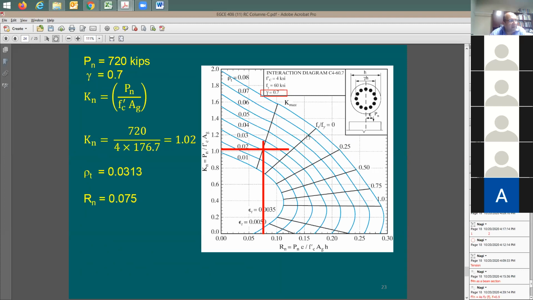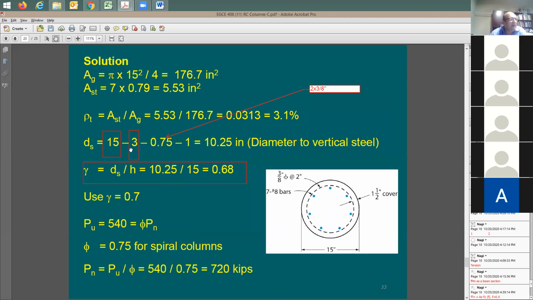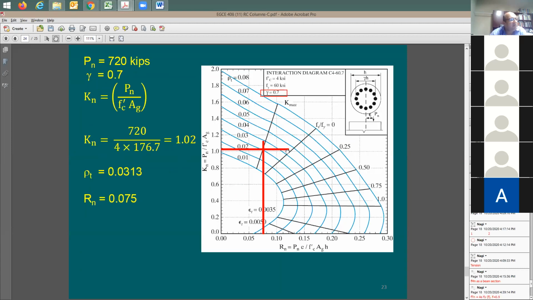Now I need to pick the vertical steel ratio. I'm gonna say rho sub t is gonna be equal to almost 3%. Where do you have this from? I can take you back and show it to you. Here is As. You have 7 number 8 divided by the cross-section area, which is almost 3.1%. So I'm gonna go here to 3%. This one is what? 1%, right? 2%, 3%. So horizontal line, once it hits the 3%, I'm gonna go down to find out R sub n.